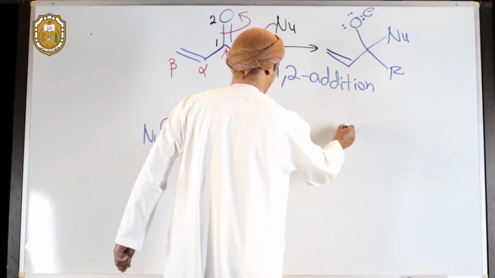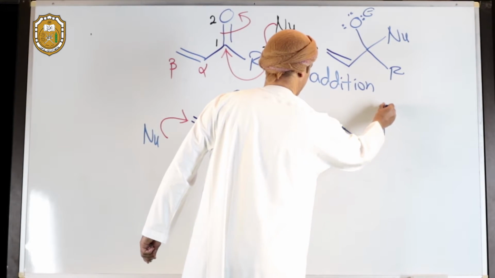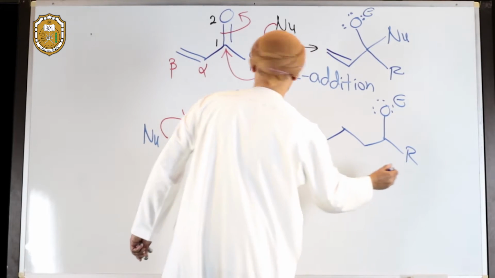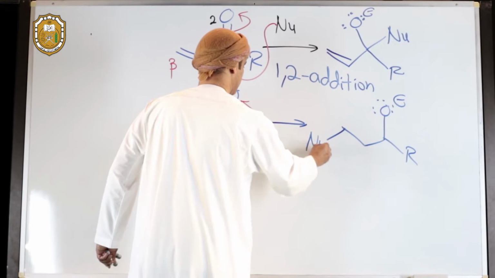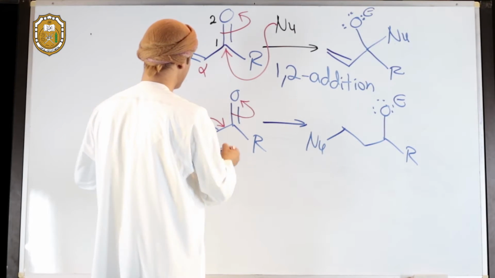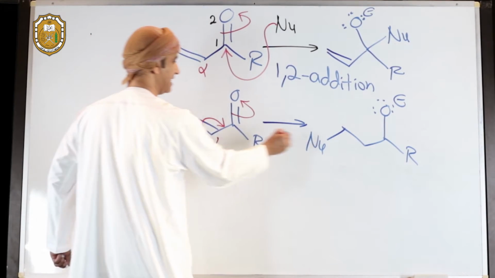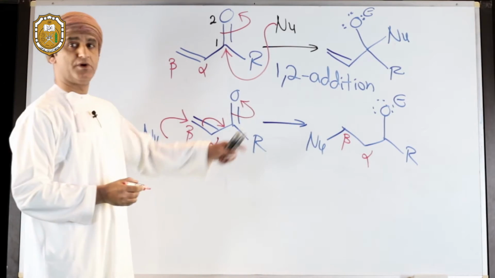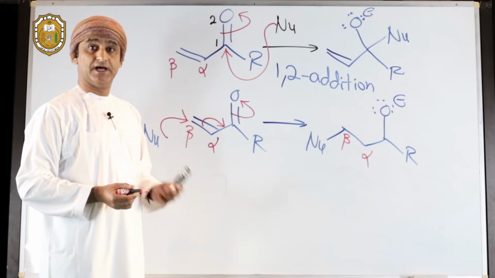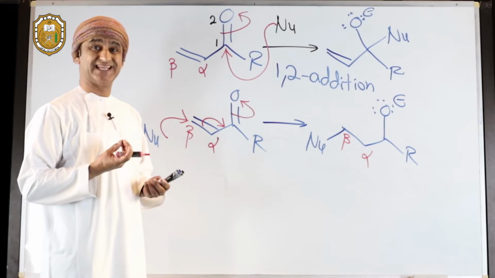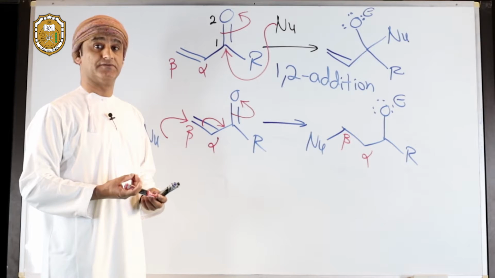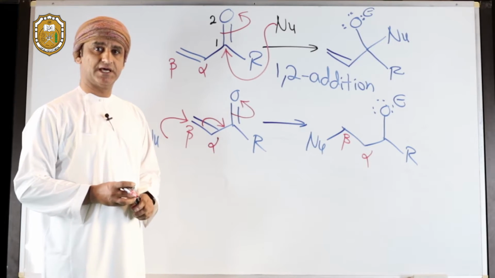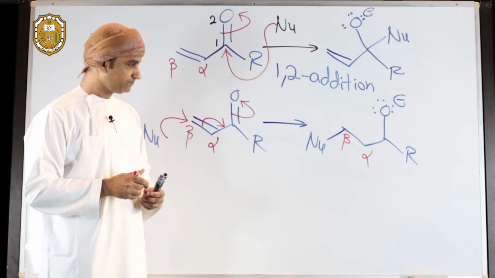So this is the product, or the intermediate at least, of this nucleophilic addition reaction. And remember, that's the alpha carbon, that's the beta carbon, and the new bond is between the nucleophile and the beta carbon, basically the nucleophilic site in the nucleophile, and the electrophilic site in the alpha beta unsaturated carbonyl compound, or the beta carbon.